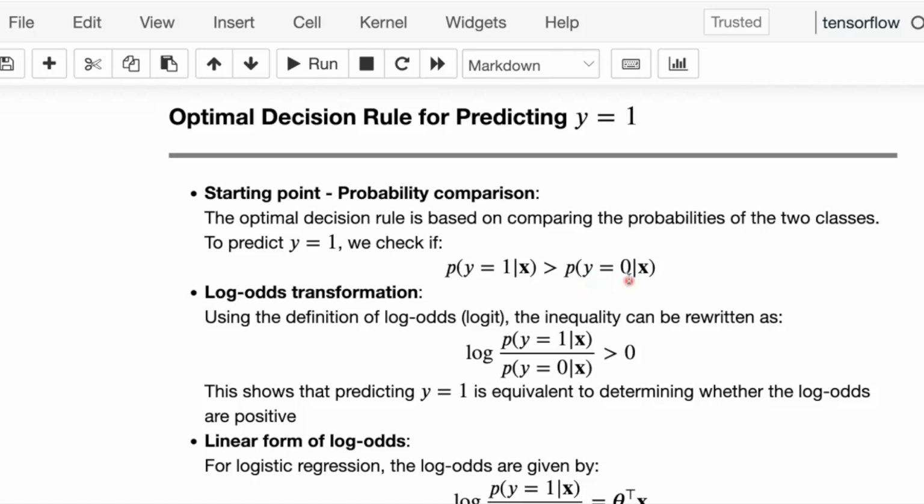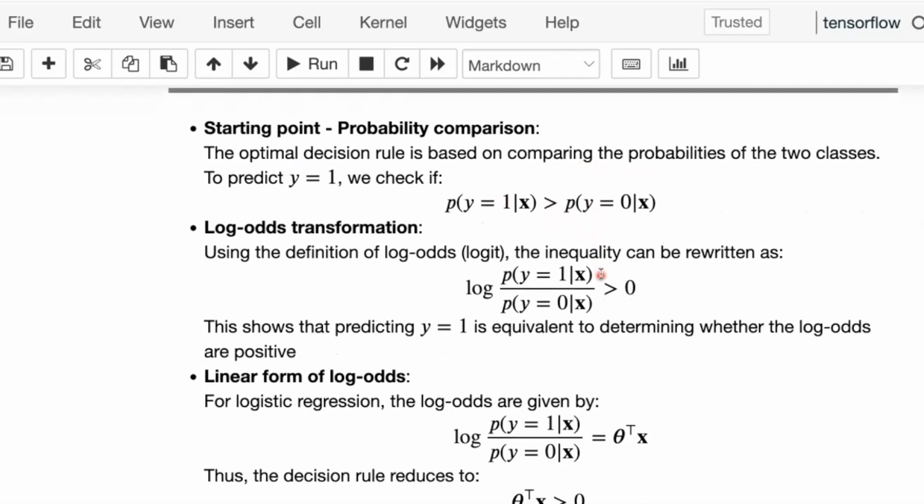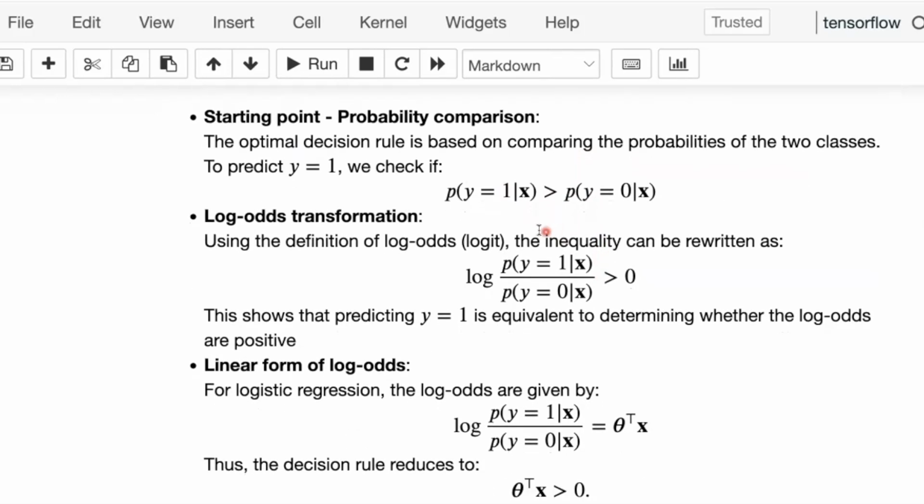So if the chance that the data point belongs to class 1 is greater than the chance that it belongs to class 0, then we say that it belongs to class 1. And the nice thing is that we can convert this probability back into the log odds space or the logit space. How can we do this? We can divide both sides by probability of y equals 0. And since it's a non-negative number, we do not need to change the direction of this inequality. And then we take the log of that, right? So log of 1 is actually 0. That's what you can see we get here.